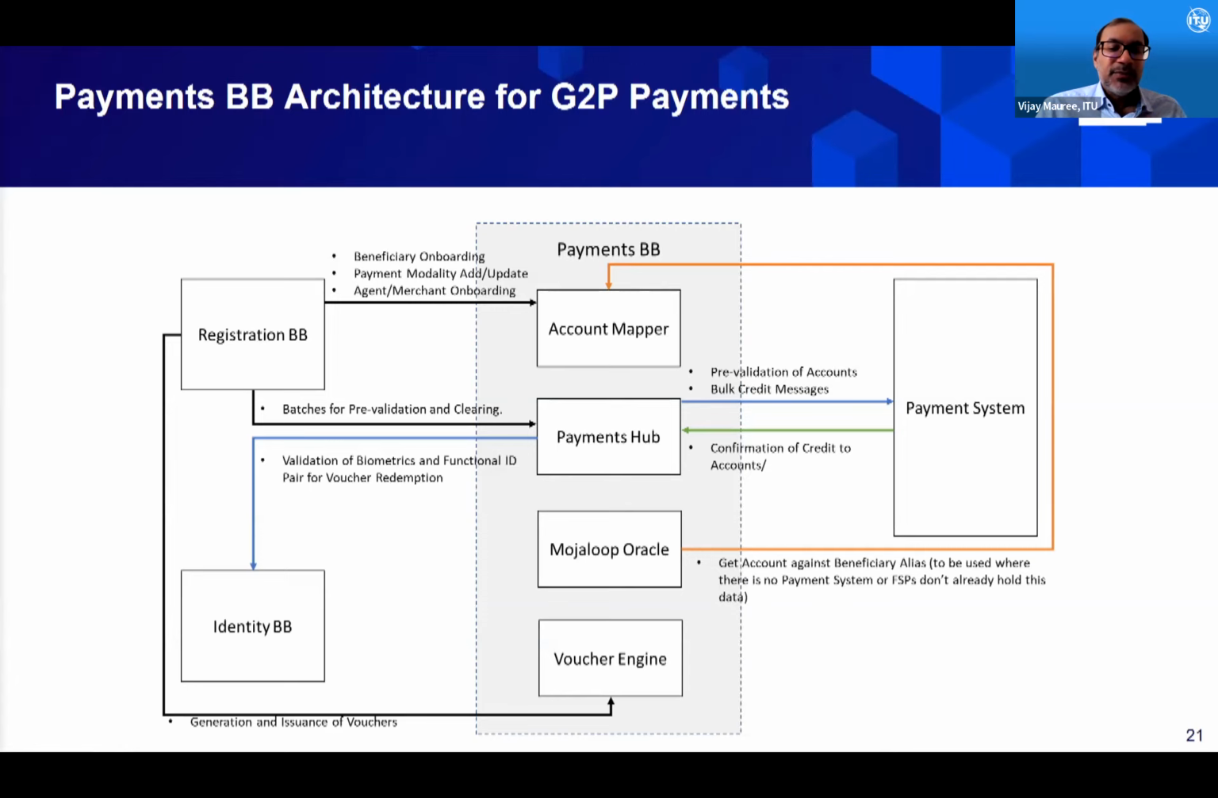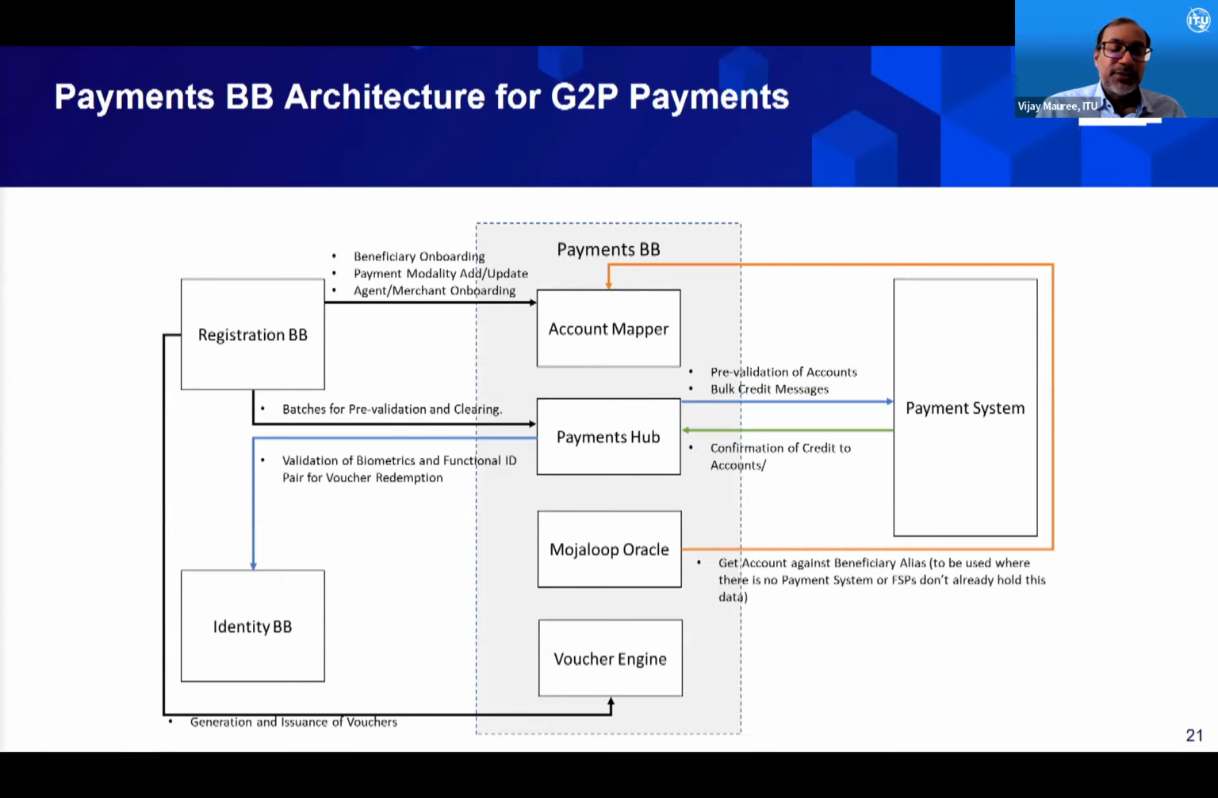And then the payments hub is where the processing of the payments, bulk payments, will take place. During the processing of the payments, there will be account lookups performed using the account mapper and also the Mojaloop oracle for finding the payment address to which the payments need to be routed to the appropriate FSPs.